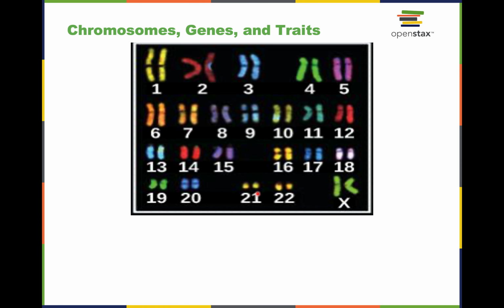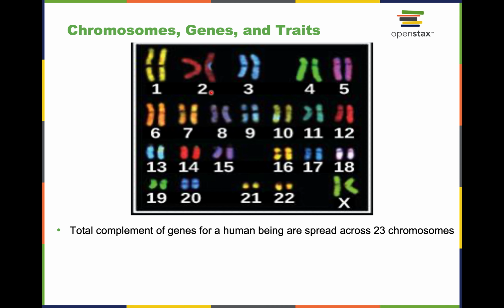So let's go back to this one. We talked about these chromosomes that are pairwise. There are two sets. So what is the relationship between two pairs? Where do they come from?